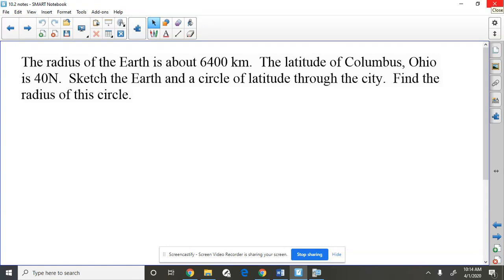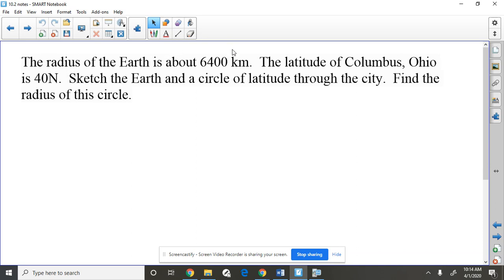For today, we're just going to do one more example of a type of problem that you could solve using the rules from section 10.2. In this problem, we are talking about the Earth, which is a sphere, obviously. So what we're told is the radius of the Earth is about 6,400 kilometers.